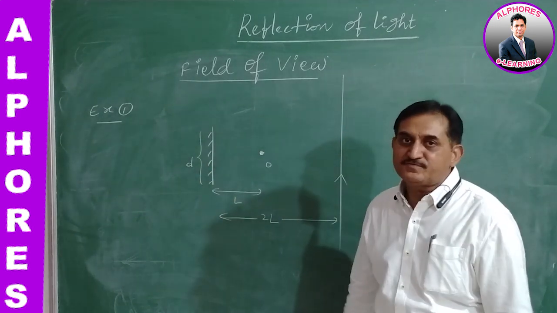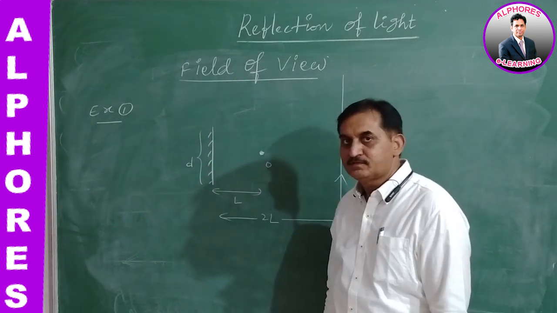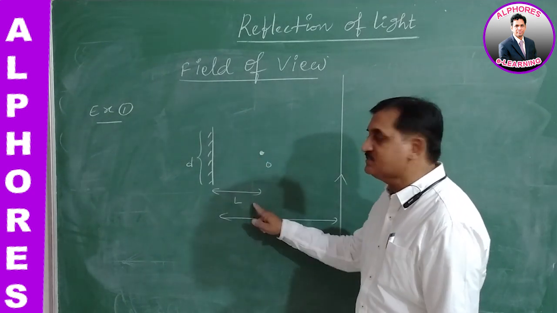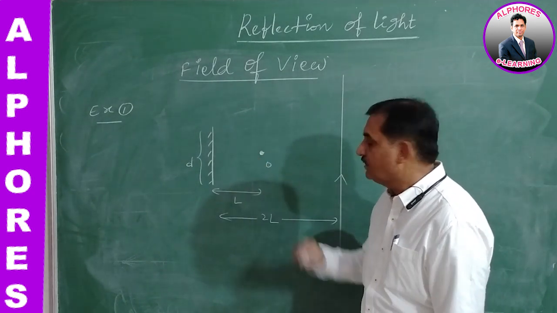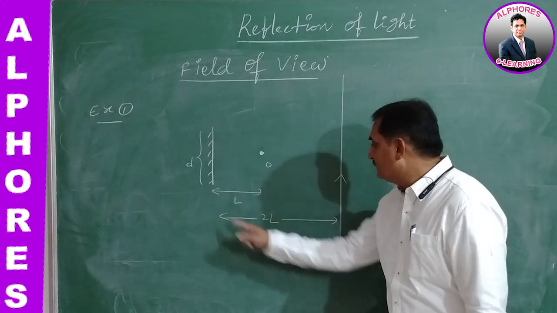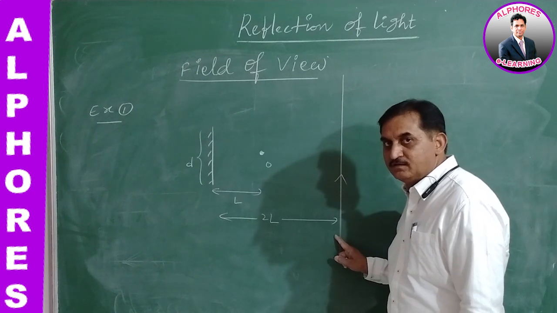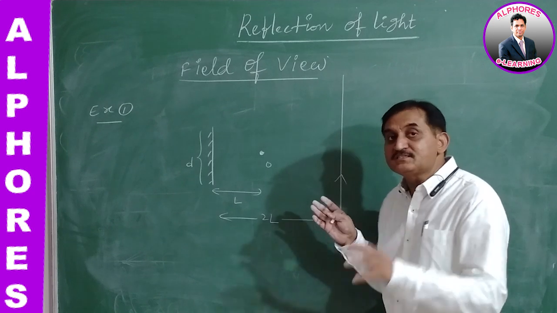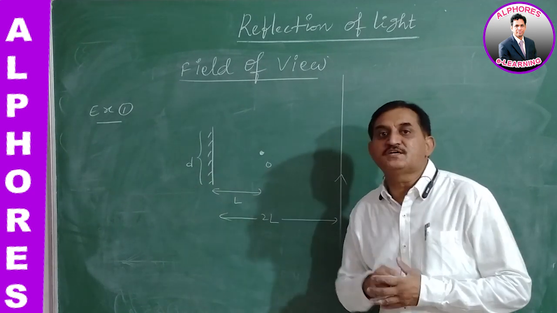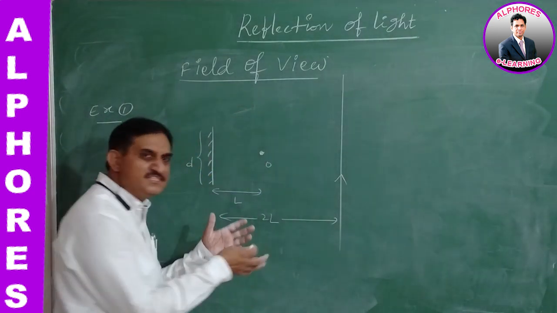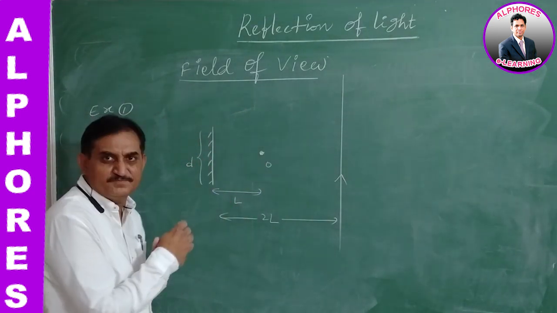There is a plane mirror of length D. An object is kept symmetrically to the plane mirror at a distance L, and a person is moving parallel to this plane mirror at a distance of 2L. Find the range up to which this person can see the image of this object in the plane mirror. Okay, let us find it. It is quite based on the field of view concept.